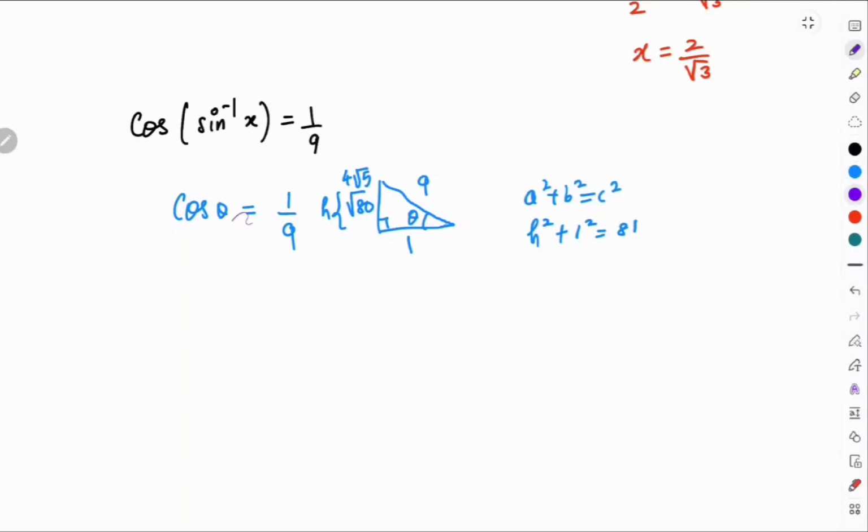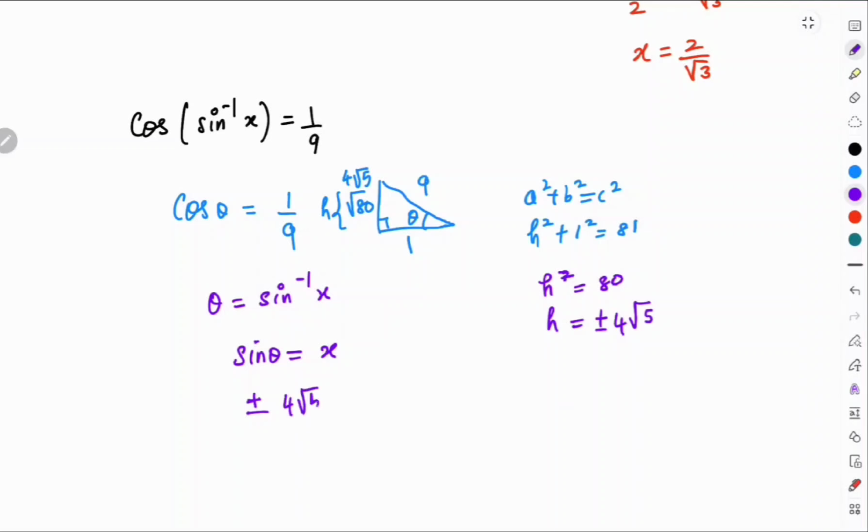And we write cos theta is equal to 1 by 9. What is theta then? Theta is equal to sine inverse x. So sine theta is equal to x. So we have to write what is sine theta alone. We have opposite by hypotenuse. So it could be plus or minus. Why? Because this h square is equal to 80. What is h? Plus or minus 4 root 5, right? So it could be plus or minus 4 root 5 opposite by hypotenuse is 9. So this is the value for x.